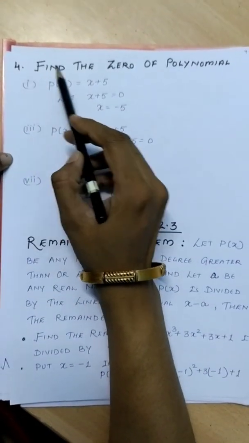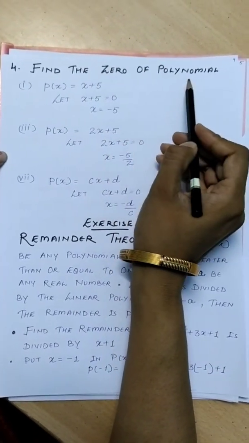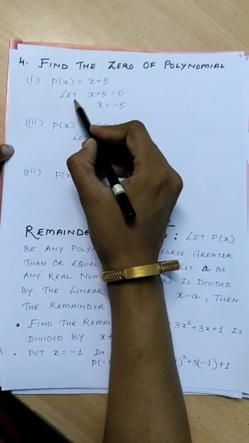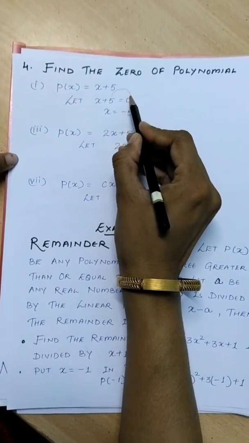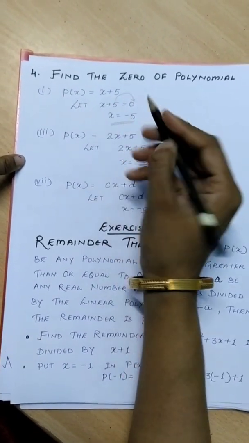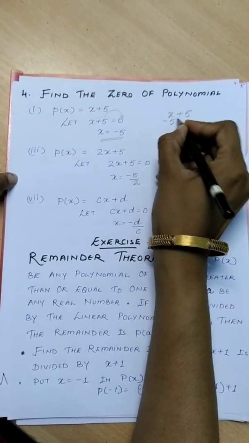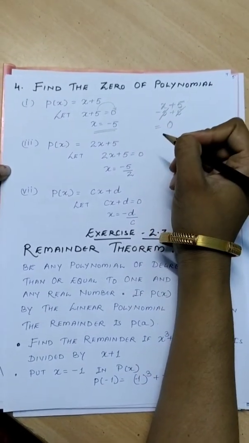Now the fourth question is, we have to find the 0 of the polynomial. Now how will we find the 0 of the polynomial? If your polynomial is x plus 5, we'll just assume that x plus 5 is equal to 0. So we can shift 5 this side. So x is equal to minus 5 will be the 0 of this polynomial. Because x plus 5 is a polynomial, then you will put minus 5 here and then it will cancel and the answer will be 0.